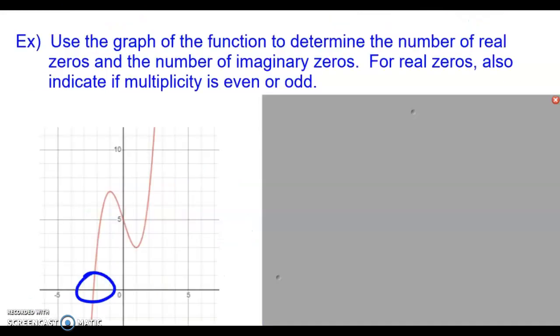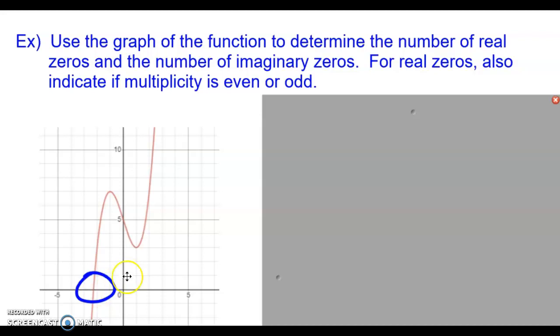Okay, these last couple examples, we're going to look at the graph and determine what kind of zeros we have. Are we having real zeros or imaginary zeros? How many of each? What kind of multiplicity would we be looking at? This first graph, I can see that it crosses the x-axis just one time right here where I've circled, and it crosses. So that's going to tell me it's odd multiplicity. So I have one real zero with odd multiplicity.